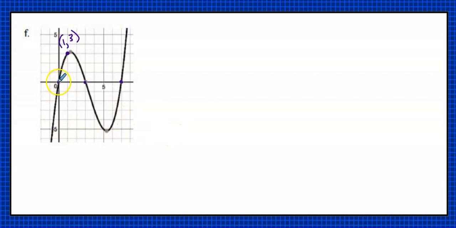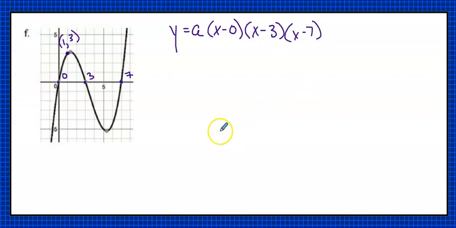So we have a 0 at 0, 3, and 7. And at all of them, it passes. And you can put an x minus 0 right here, or you can just put an x. It doesn't matter. Either way is fine. x minus 3 and x minus 7. Okay, and it passes at all of them. Okay, so let's plug in the 3 and the 1 to find the a.